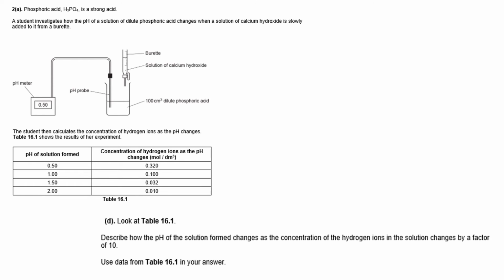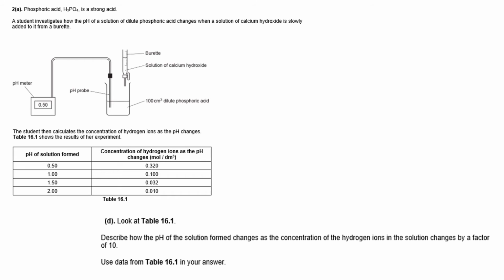Okay, pause the video and have a go at this for me, please. Okay, so it says look at table 16.1. Whenever it says look at a table or there is a table present, then you're going to get at least one question that refers to that data, and you're going to have to use it. So it says describe how the pH of the solution formed changes as the concentration of hydrogen ions in the solution changes by a factor of 10.